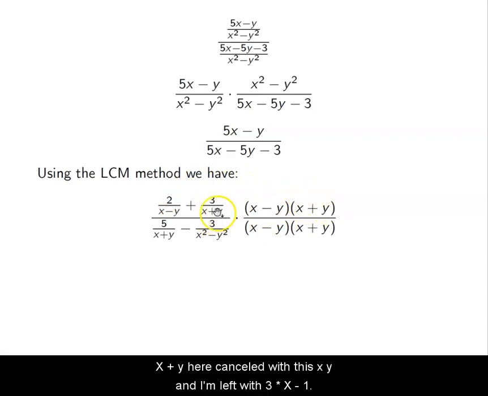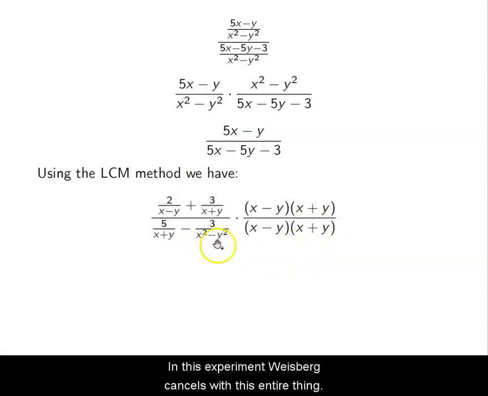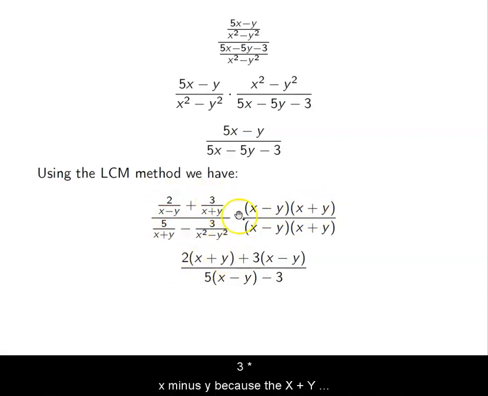Same thing here. The x plus y here cancels with this x plus y, and I'm left with 3 times x minus y. Same thing here. This x plus y cancels with this x plus y in this denominator, and this x squared minus y squared cancels with this entire thing. Okay, because if I multiply that out, I have x squared minus y squared. So when I multiply this, I get 2 times this cancels, and this is what's left. So 2 times x plus y, and 3 times x minus y, because the x plus y cancels and x minus y is what's left.